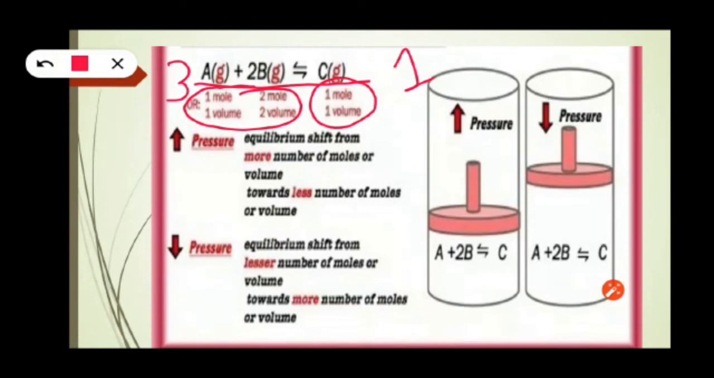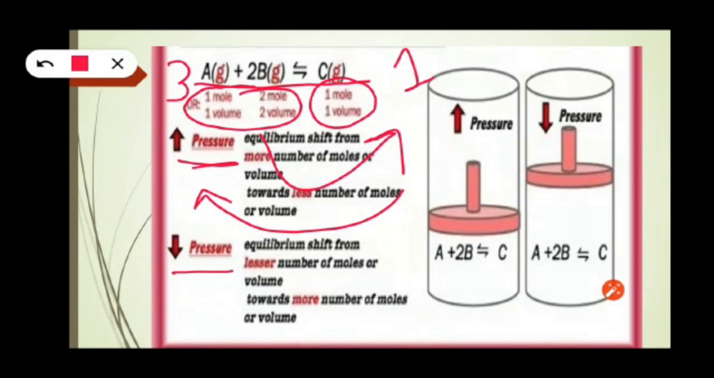According to Le Chatelier's principle, by increasing pressure, the equilibrium will shift in the direction of decreased volume or decreased number of moles. So in this case, by increasing the pressure, the reaction will move in the forward direction and more C is formed. Similarly, by decreasing the pressure, the equilibrium will shift in the direction of more volume. So in this case, by decreasing the pressure, the reaction will move in the reverse direction in order to achieve equilibrium.